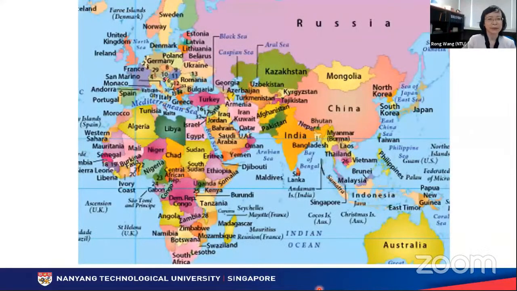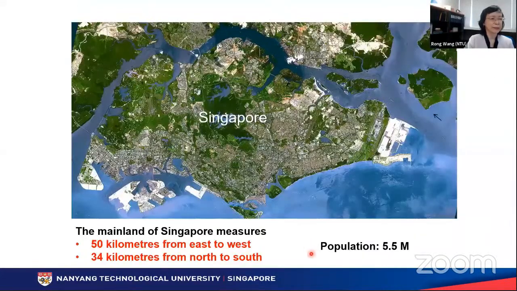Here is a world map. You can see Singapore is located at the south tip of Malay Peninsula, just a small dot here. Saudi Arabia is here. Indeed, Singapore is small. The mainland of Singapore measures 50 kilometers from east to west and 34 kilometers from north to south. We only have 5.5 million population. Singapore is surrounded by the sea. We are not only short of space, we are also short of water.